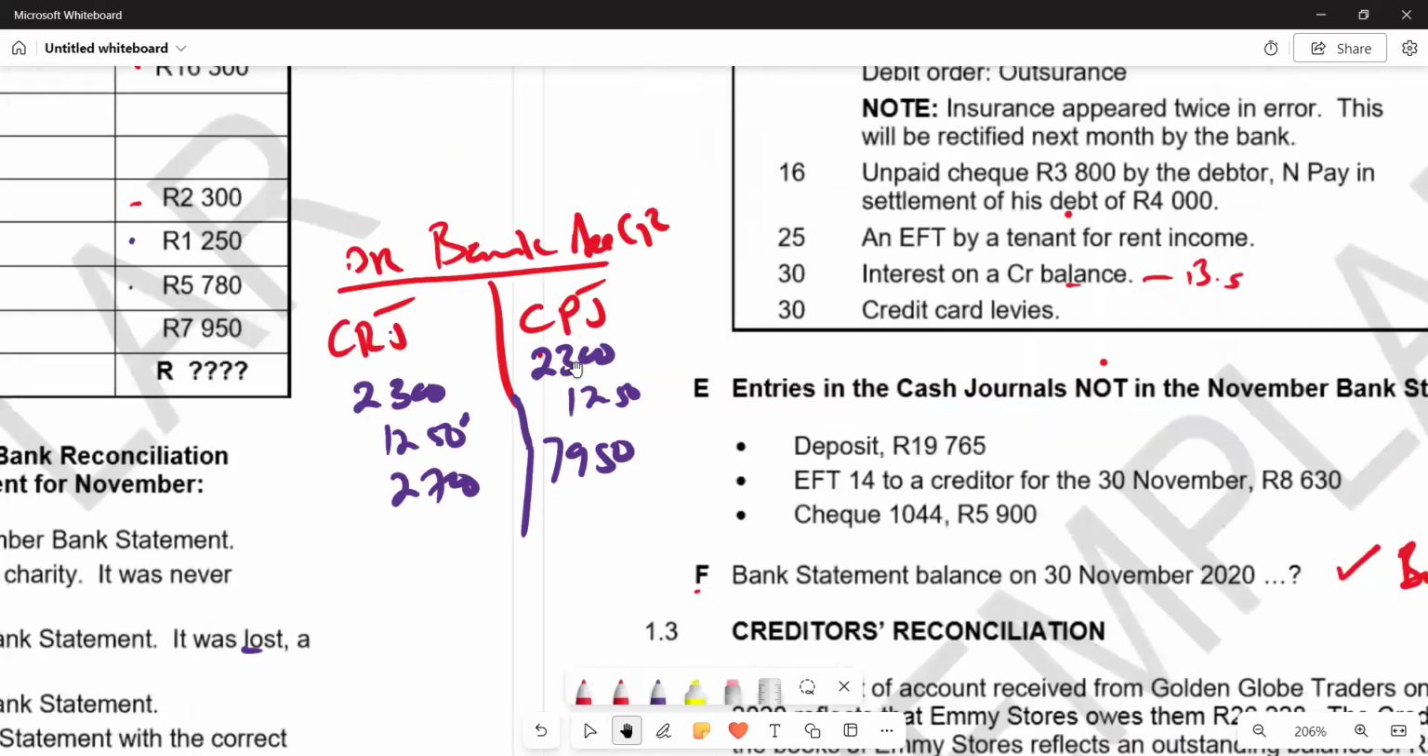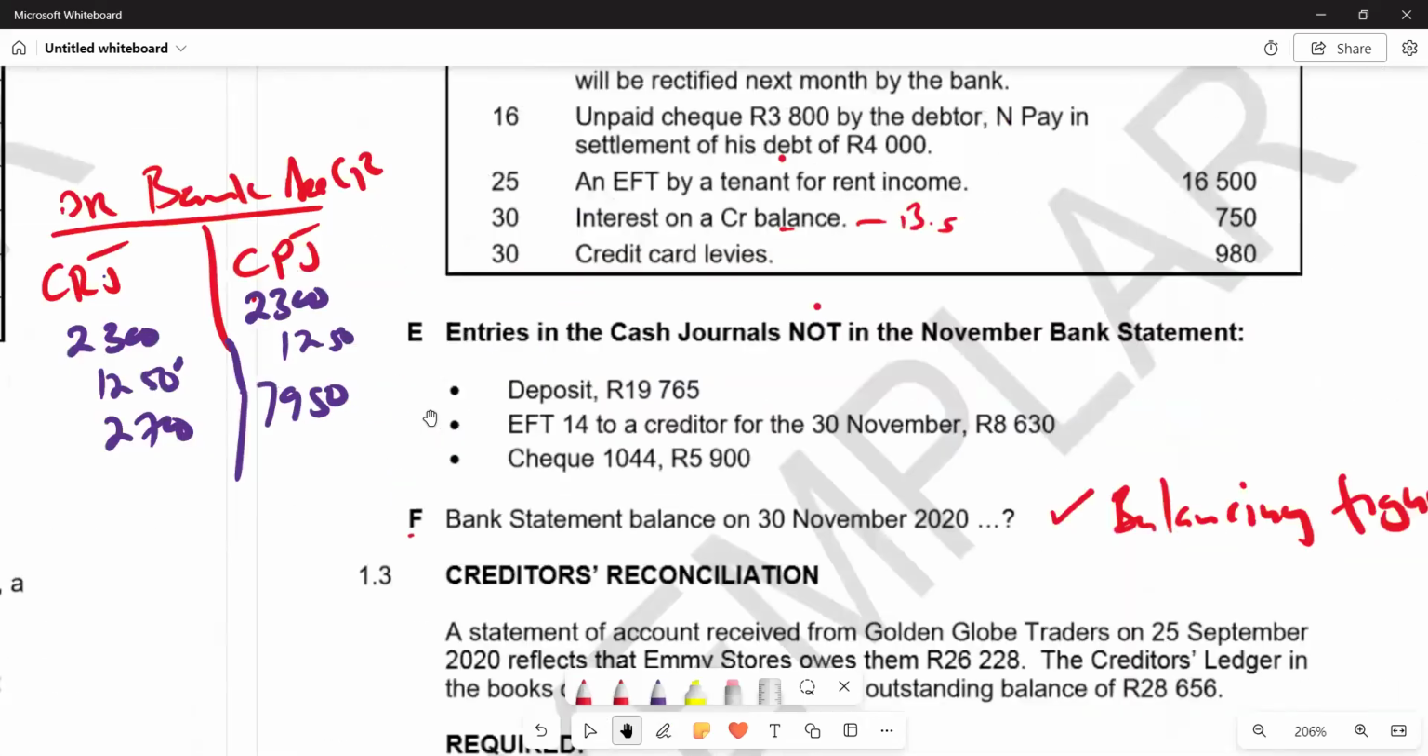So credit card levies, obviously, this is a charge that is there in our account of 980. It's on the debit side of our bank statement, so it should appear on the credit side of our bank account in the ledger, which is under the cash payments journal. So the cash payments journal is going to increase by 980. So we go there.